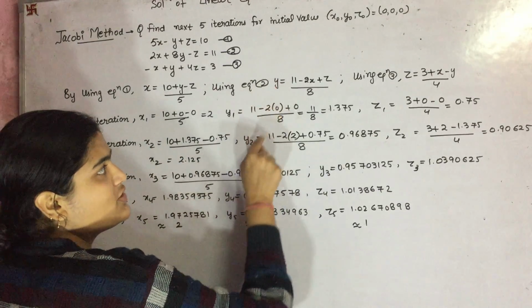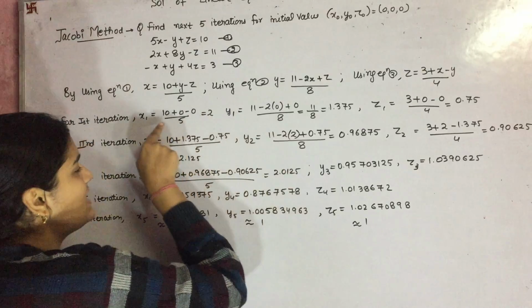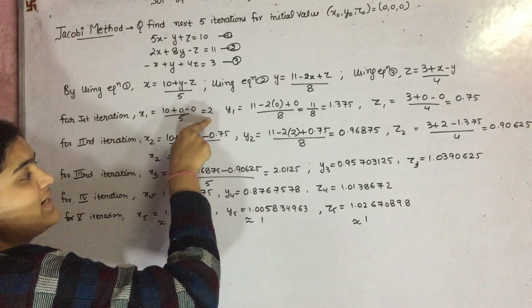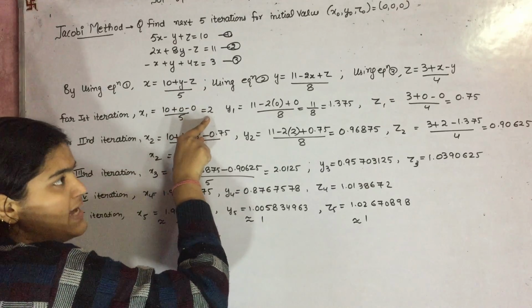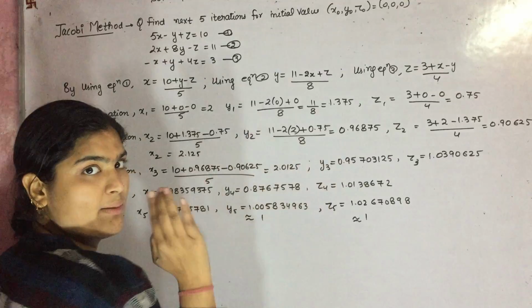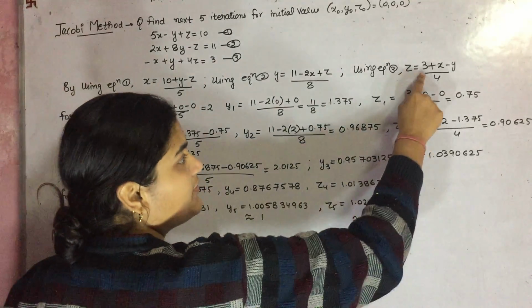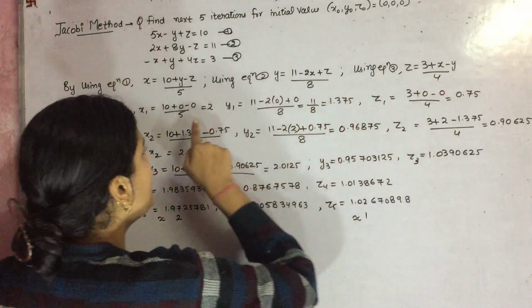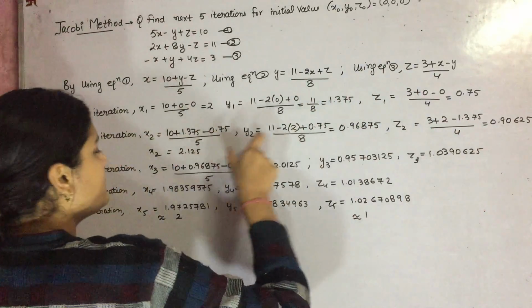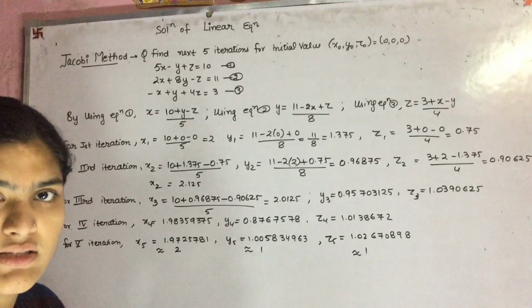Similarly, for y you substitute the values of x and z from the first iteration, which are x as 2 and z as 0.75. Are you getting my point? Similarly, for z, you substitute x as 2 and y as 1.375. In this way you will calculate your x2, y2 and z2.